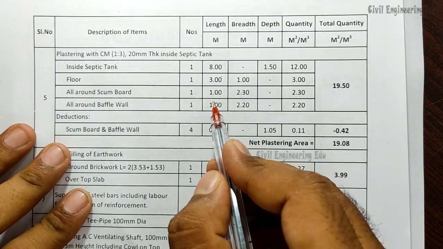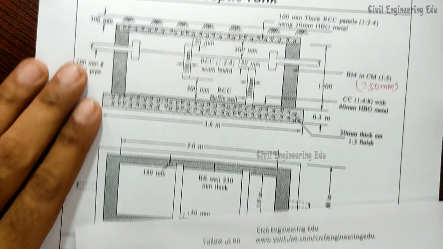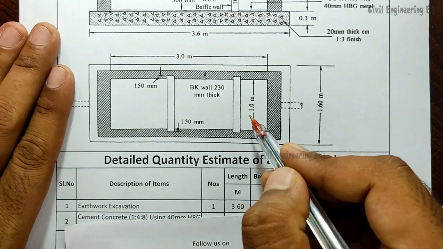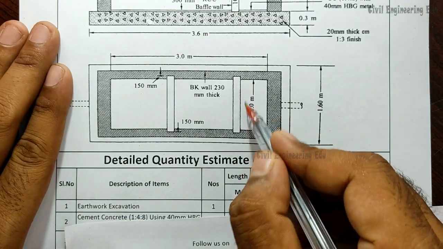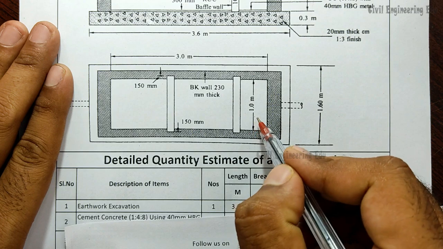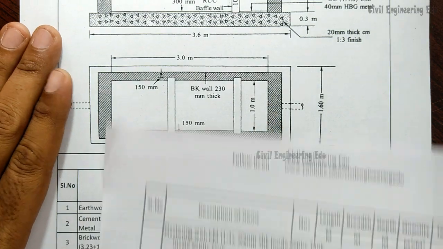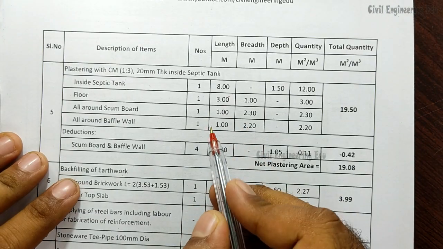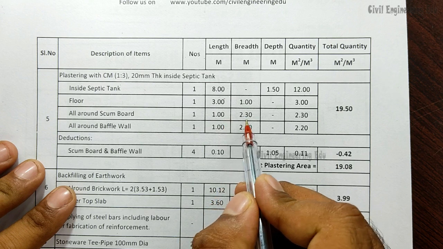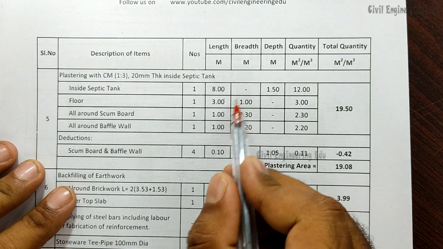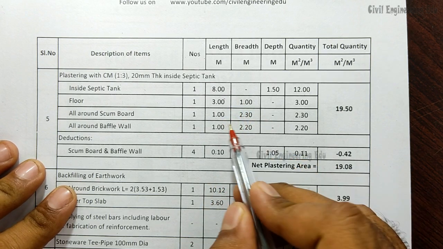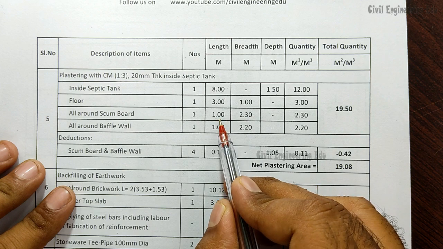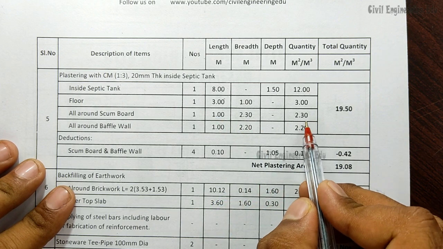And 1 meter is the clear length. So here you can see the clear length for this scum board or baffle wall is 1 meter, right? The same thing I have written here. 1 meter is the length I have written. This 2.3 is nothing but the complete perimeter length. So perimeter length multiplied by this length is equal to 2.3 meter square.